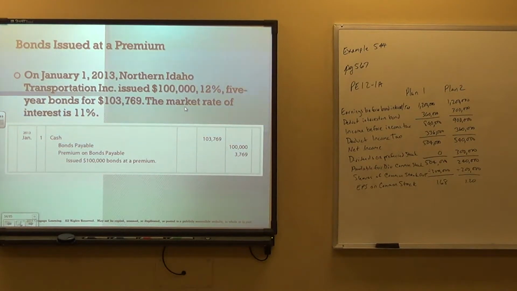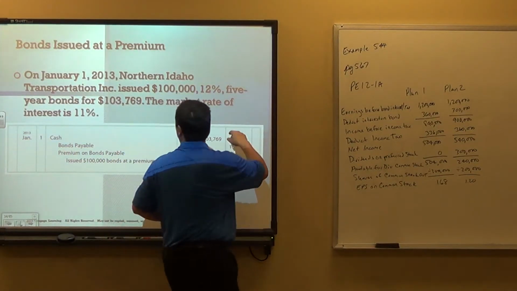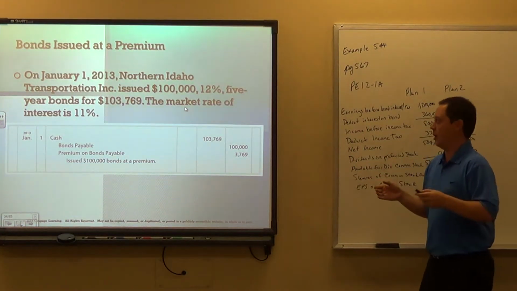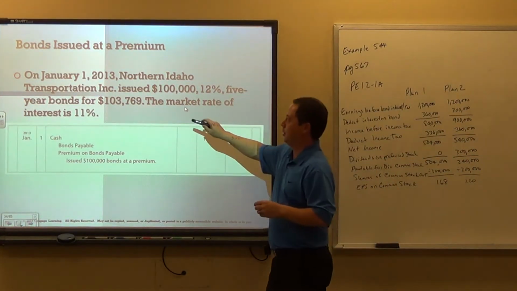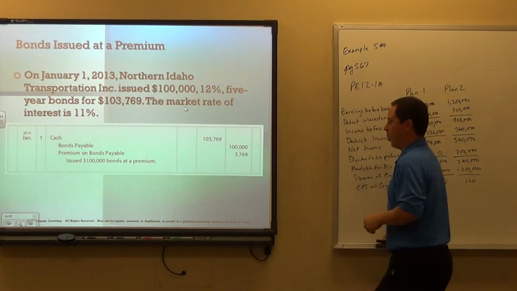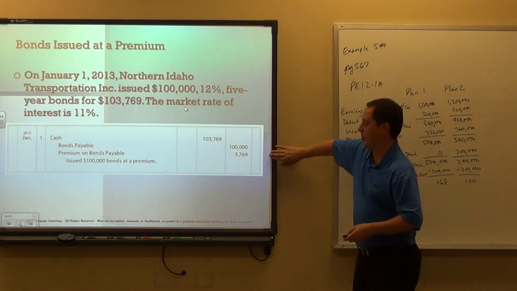All right, so bonds issued at a premium. On January 1st, Northern Idaho Transportation Inc. issued $100,000 of 12%, 5-year bonds. Market rate is 11. So now we're offering a lot better than the rate out there, so now we're going to sell it for more. Now we're going to go the other way around. Now we have a premium on bonds payable.